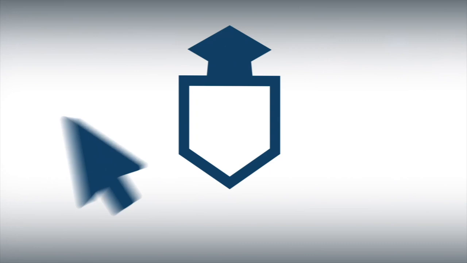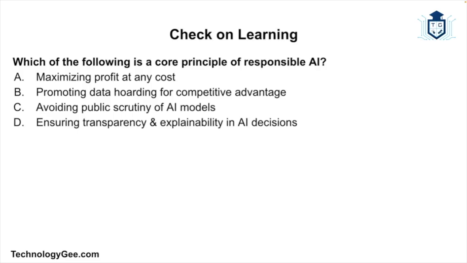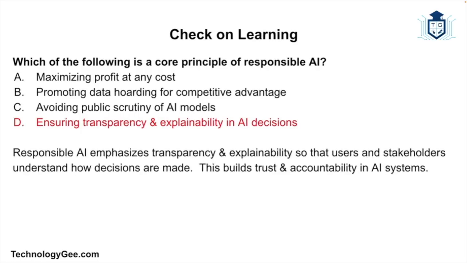And with all of that being said, let's do some check on learning. The first question is, which of the following is a core principle of responsible AI? Is it maximizing profit at any cost? Is it promoting data hoarding for competitive advantage? Is it avoiding public scrutiny of AI models? Or is it ensuring transparency and explainability in AI decisions? And the answer is, it is ensuring transparency and explainability in AI decisions.